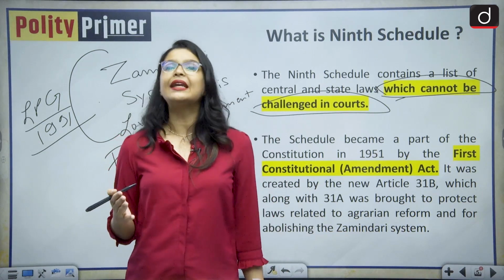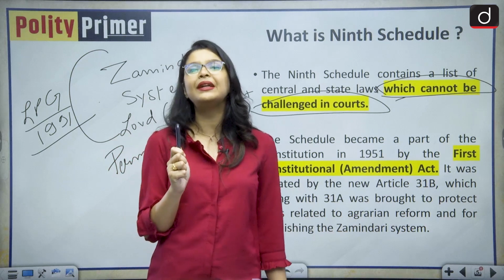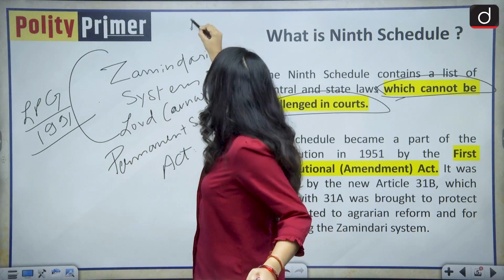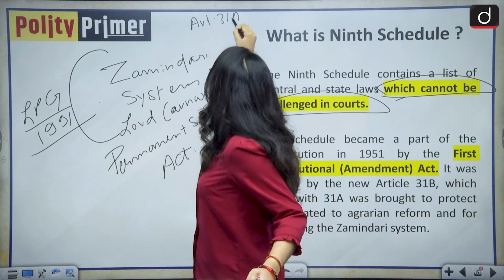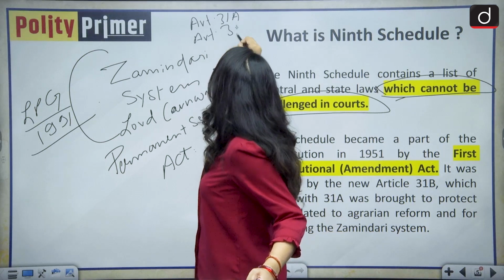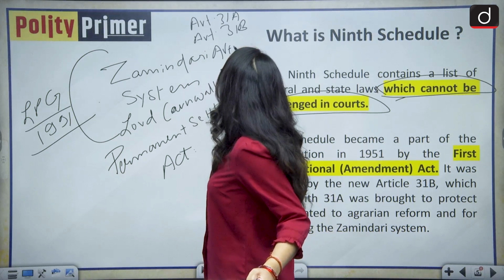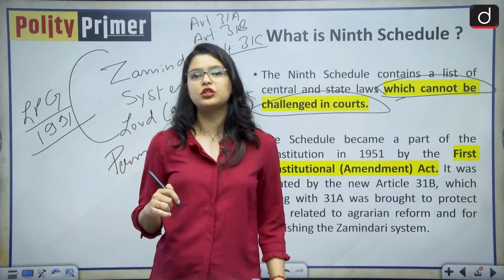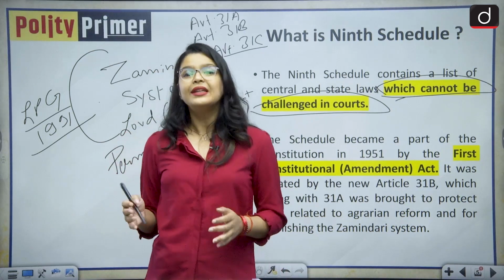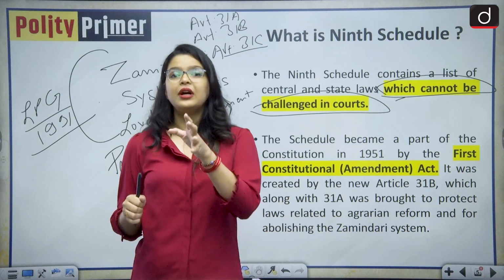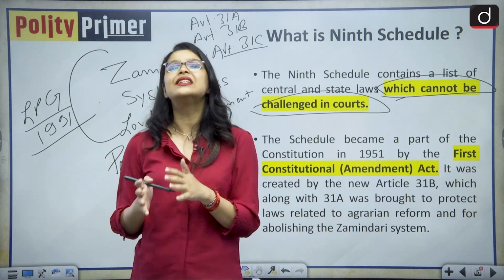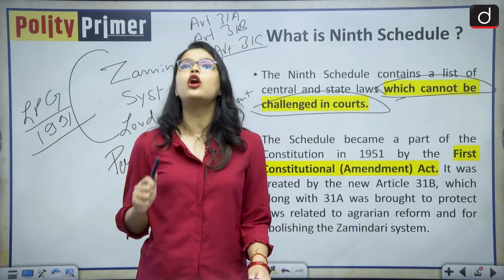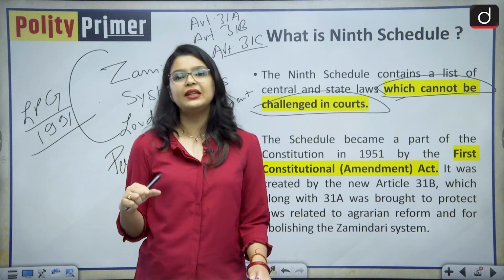So the government then enacted the very first Constitutional Amendment Act of 1952, and this inserted 3 articles in our Indian Constitution: Article 31A, Article 31B and Article 31C. And this also added the ninth schedule to our Indian Constitution. So, what is this ninth schedule? Ninth schedule is basically a list of central laws and state laws, and this list is specifically barred from judicial review. That means the judiciary cannot scrutinize whatever laws you are putting in the ninth schedule.